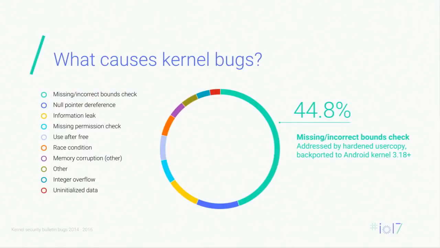So we looked into what causes kernel bugs. We looked into the data from 2014 and 2016 and categorized different kernel bugs into different categories. And we see that the largest category, accounting for about 45%, is missing and incorrect bounds checks when we're copying data from user space to the kernel. So we presented this exact same data to the Linux upstream community and to ARM last year. And to their credit, they were super responsive. Within a couple of months, they gave us a feature called hardened user copy that addresses this entire category of kernel bugs. So we have since then backported hardened user copy to the Android kernels 3.18 and above.